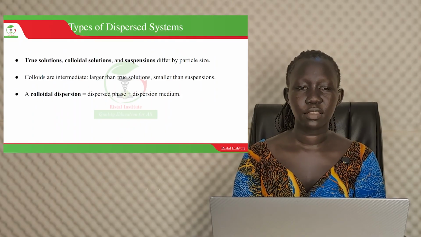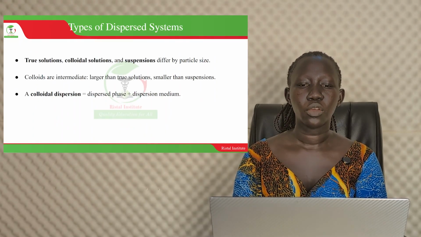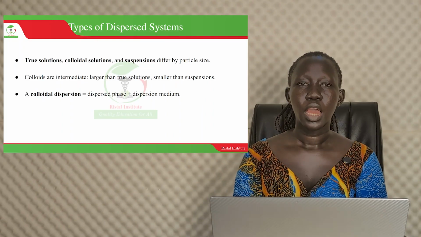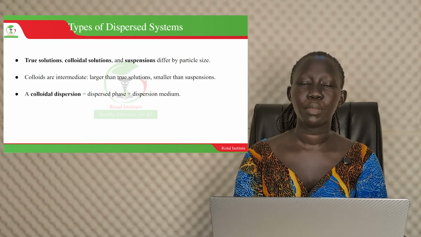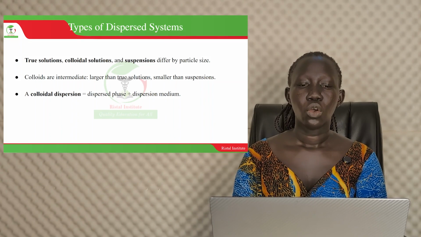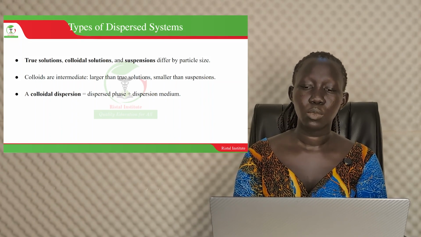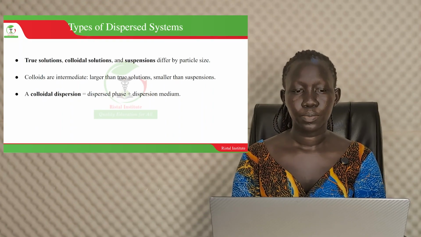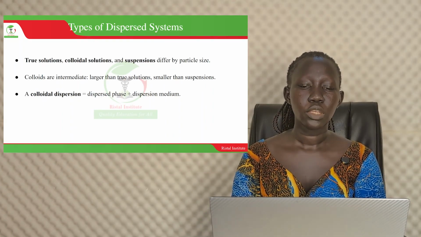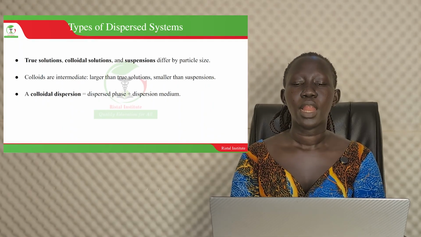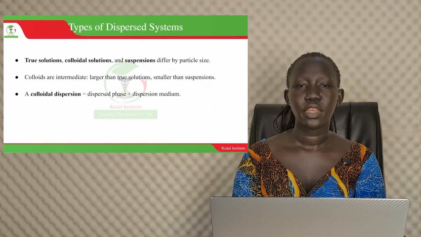Those are the types of dispersed systems. We have the true solutions, the colloidal solutions, and the suspensions. And we have said already that they differ by particle size. Colloids are intermediate. They are larger than the true solutions, but smaller than suspensions. A colloidal dispersion is equal to a dispersed phase plus a dispersion medium.